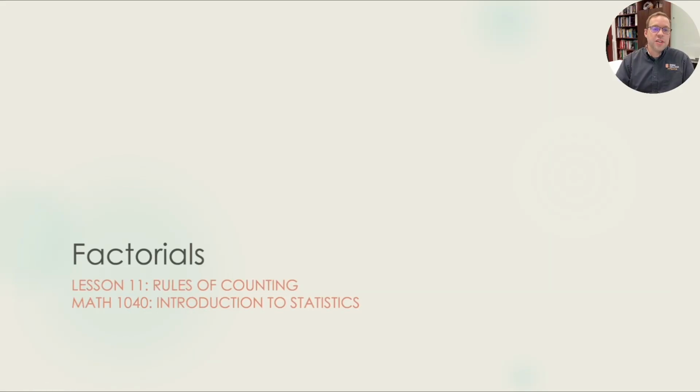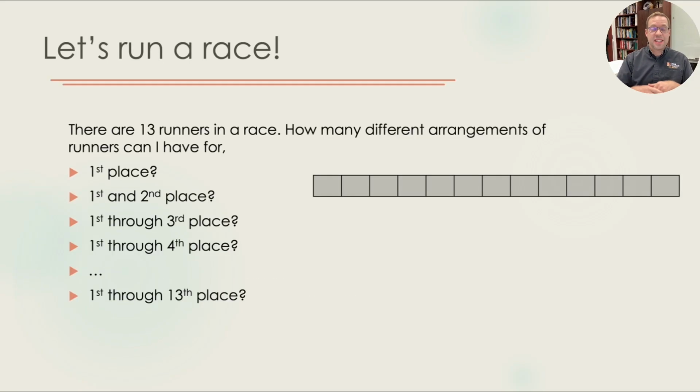The next tool we need to talk about is factorials. Now, this is a pretty simple one to understand. Let's consider this scenario. We have 13 runners in a race. How many different ways can those runners cross the finish line? All right, we're going to get there.